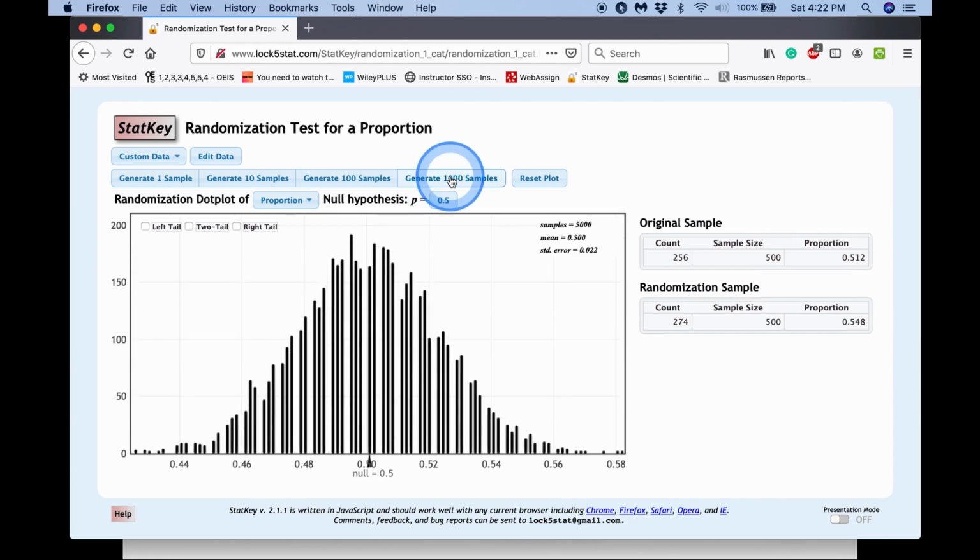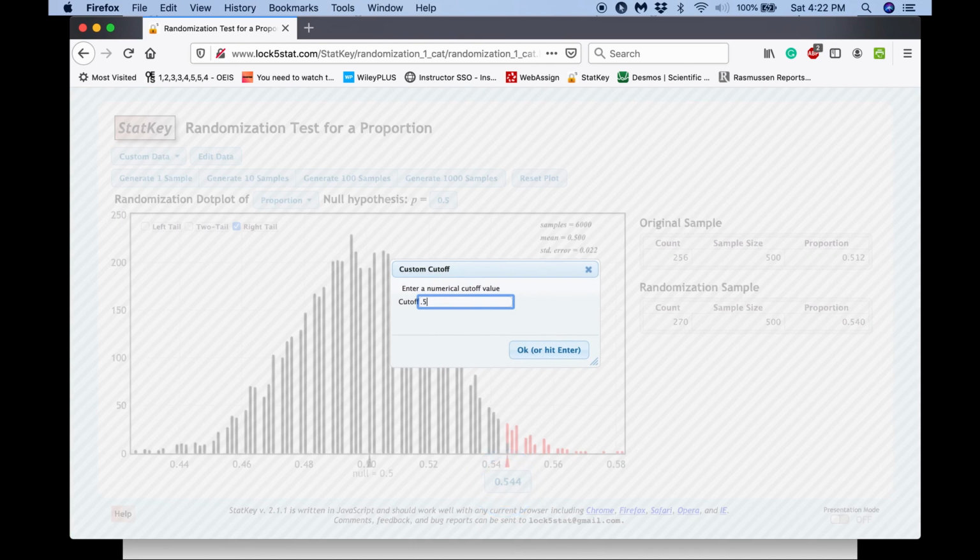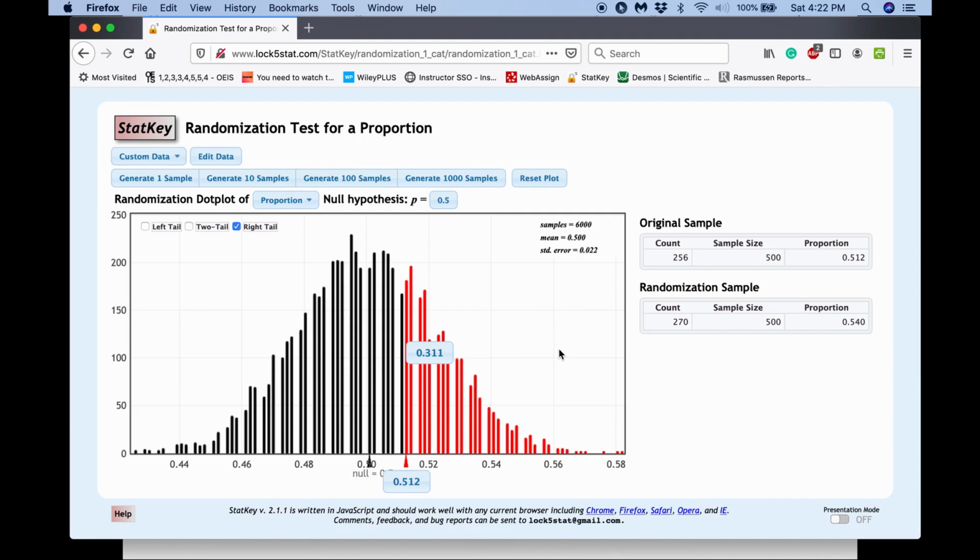So we're going to generate several thousand samples under this null hypothesis. We're now going to ask for the p-value of our observed value of 0.512. And in this case, our p-value is about 31.1%. Again, at the 5% significance level, we're not going to reject H0. We're not going to find favor for the alternative hypothesis with this sample size and that proportion. Okay? All right, let's keep going.